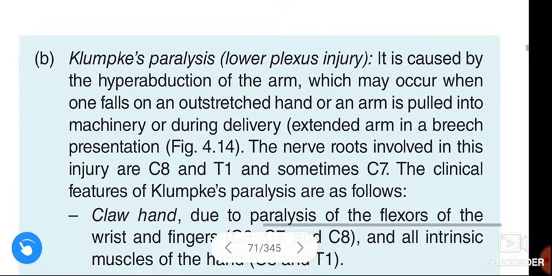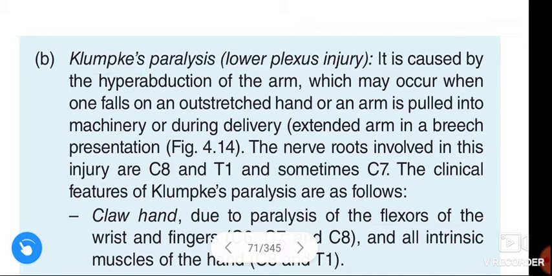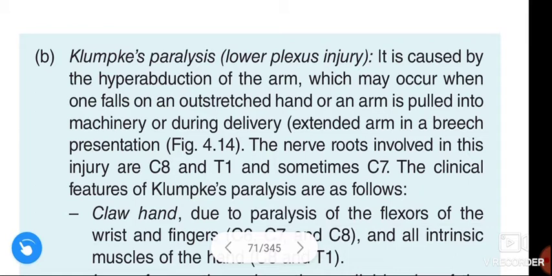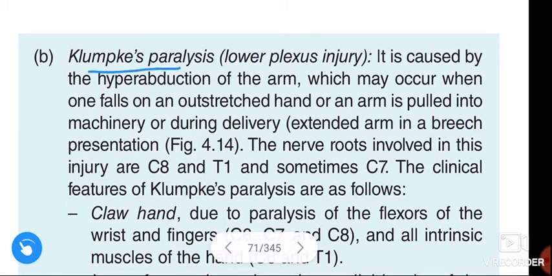Coming to Klumpke's paralysis, it occurs due to the injury of the lower brachial plexus, or due to C8 and T1. It may be C7 and T1. Okay, injury of the C7 and T1 cervical roots.